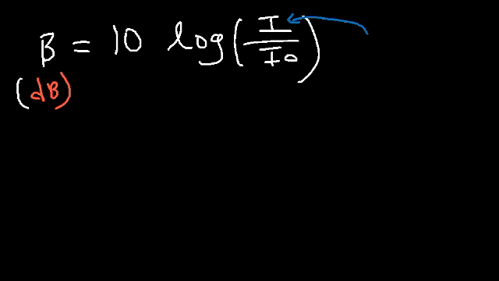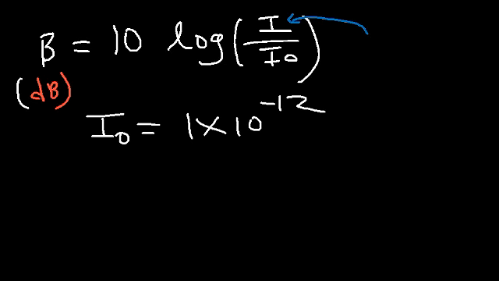I represents the intensity of the sound wave. I0 is the threshold of hearing. This is the lowest intensity that the human ear can detect sound. So we can barely hear a sound of 1 times 10 to the minus 12 watts per square meter. Now this is the reference level for the decibel system.